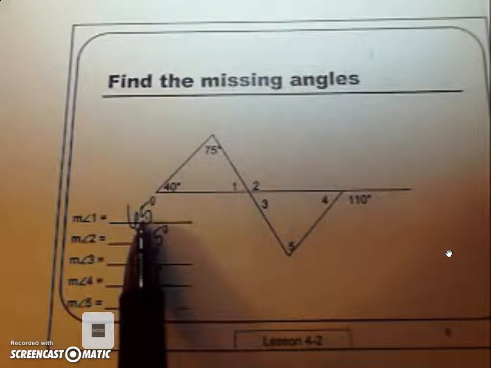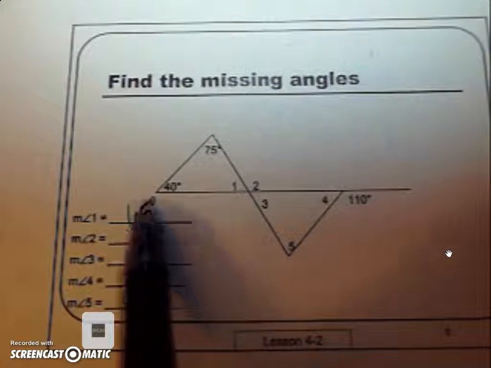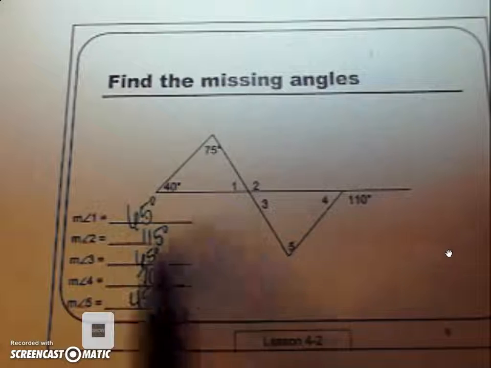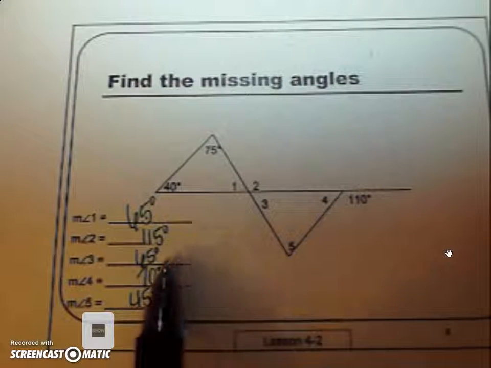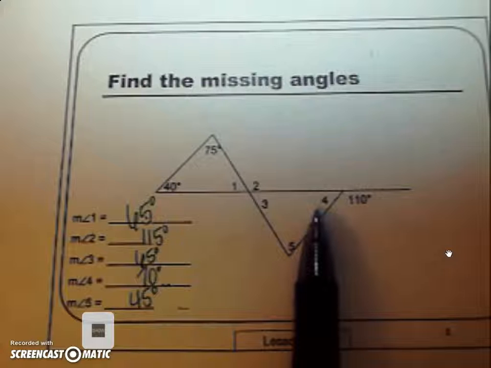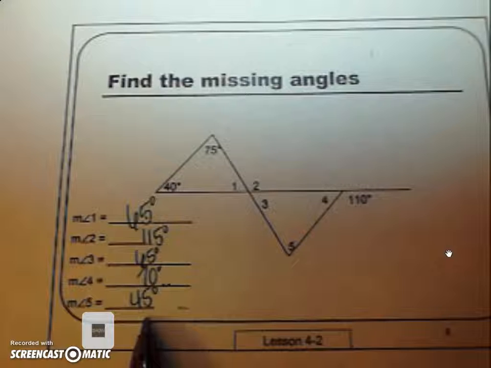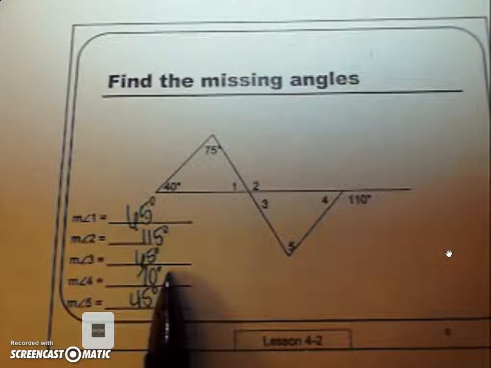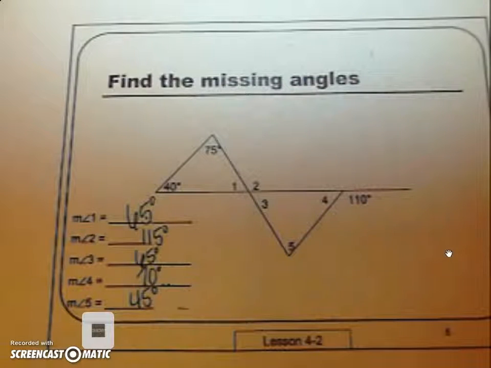Alright, so with the measure of angle 1, we've got 75 plus 40. We subtract that from 180. There's 65 degrees left over. 1 and 2 are supplementary, so 180 minus 65 gives me 115. 1 and 3 are vertical, so those should be the same measure, which makes that 65. And then over here, we have 110 and angle 4 are supplementary, so angle 4 should be 70 degrees. And then the measure of angle 5, once I have 70 and 65 already accounted for, there's 45 degrees left over.